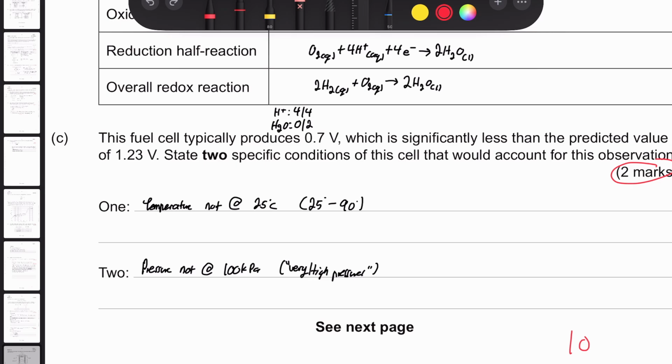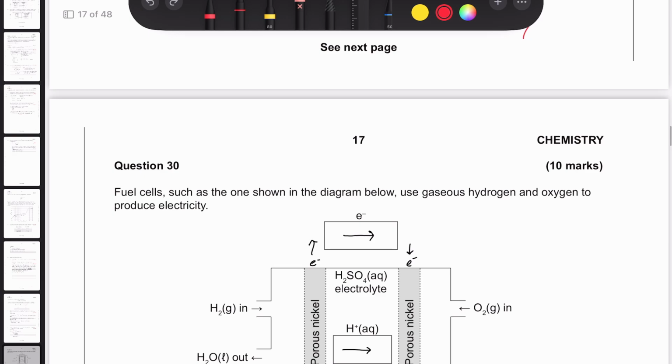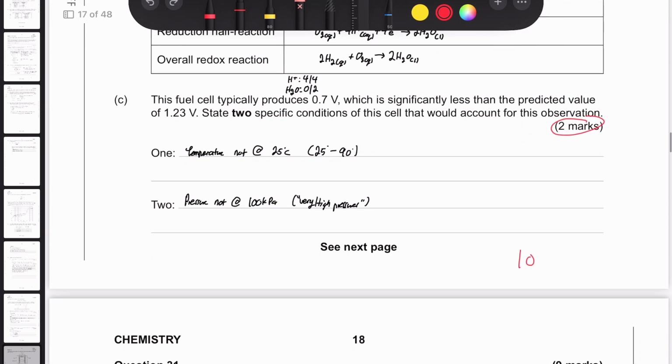So 1 molar concentrations and 100 kilopascals at 25 degrees Celsius. So yeah, it's not 100 kilopascals, so I give myself the mark there. And I'll just follow along with the marking key. Question 30. Here we go. We'll continue down.